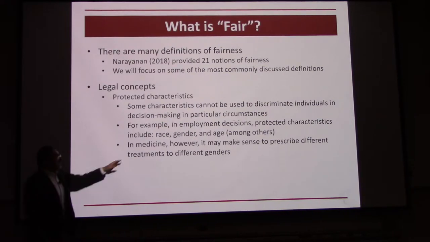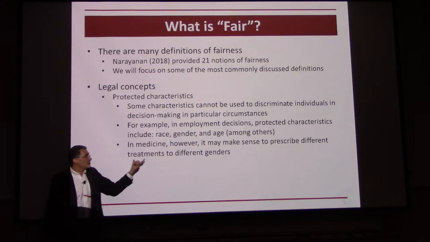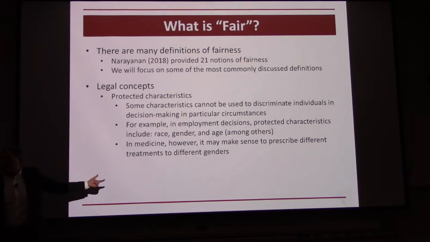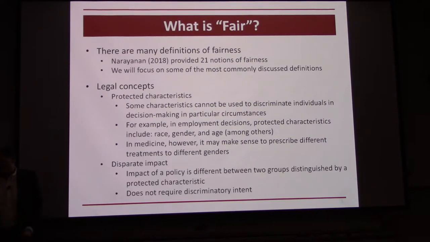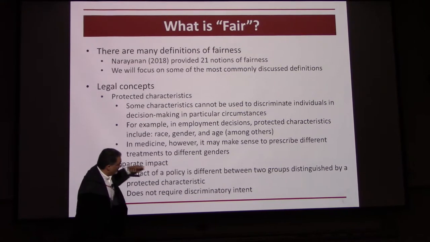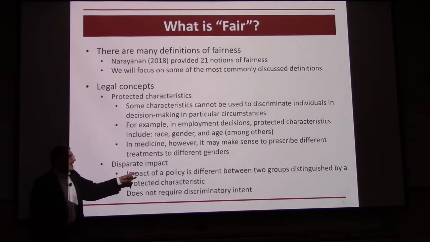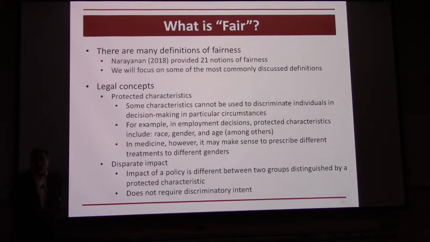Okay? In medicine, however, it might make sense to actually prescribe different treatments to different genders or to different age categories, right? So there it's not illegal to use those protected characteristics. So it depends on context. That's the important thing to remember. And even more importantly, there's this notion of disparate impact. The idea of disparate impact is that if the impact of a policy is different between two groups, based on a protected characteristic, that's illegal even if there isn't discriminatory intent.